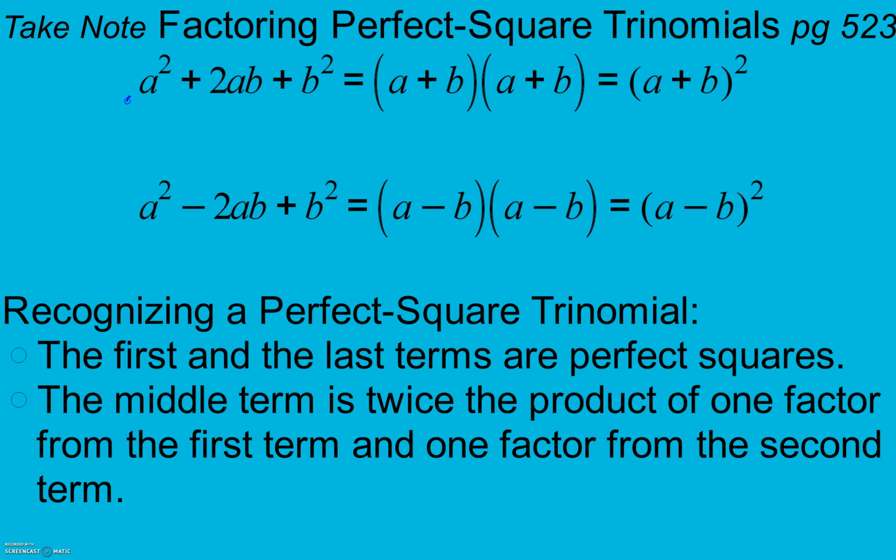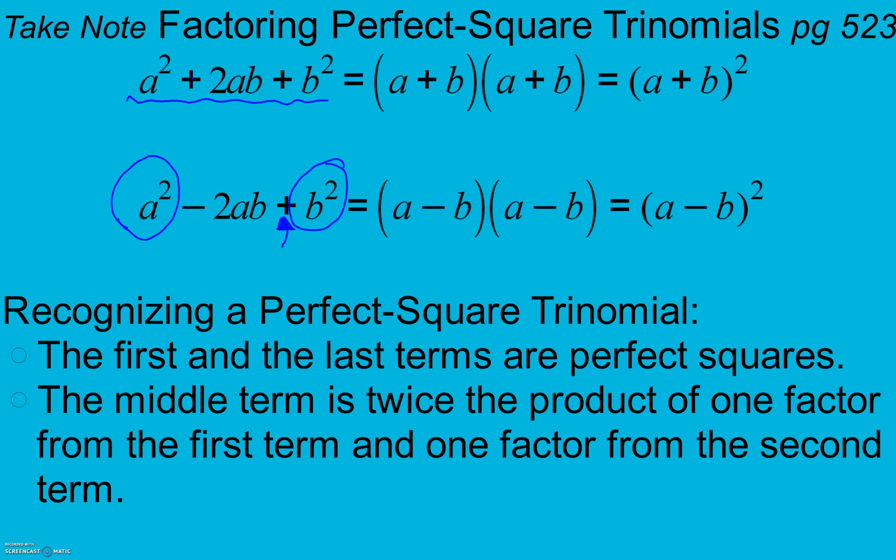So here, if we start with our perfect square in standard form, we can factor it back into its two binomials and then write it as one binomial squared. Whether it's a plus or a minus in that middle term, it doesn't matter. So here are some quick ways to recognize a perfect square trinomial. The first term has to be a perfect square, and the last term has to be a perfect square. In order for it to be a perfect square, it has to be a plus our last term: negative times a negative or a positive times a positive.